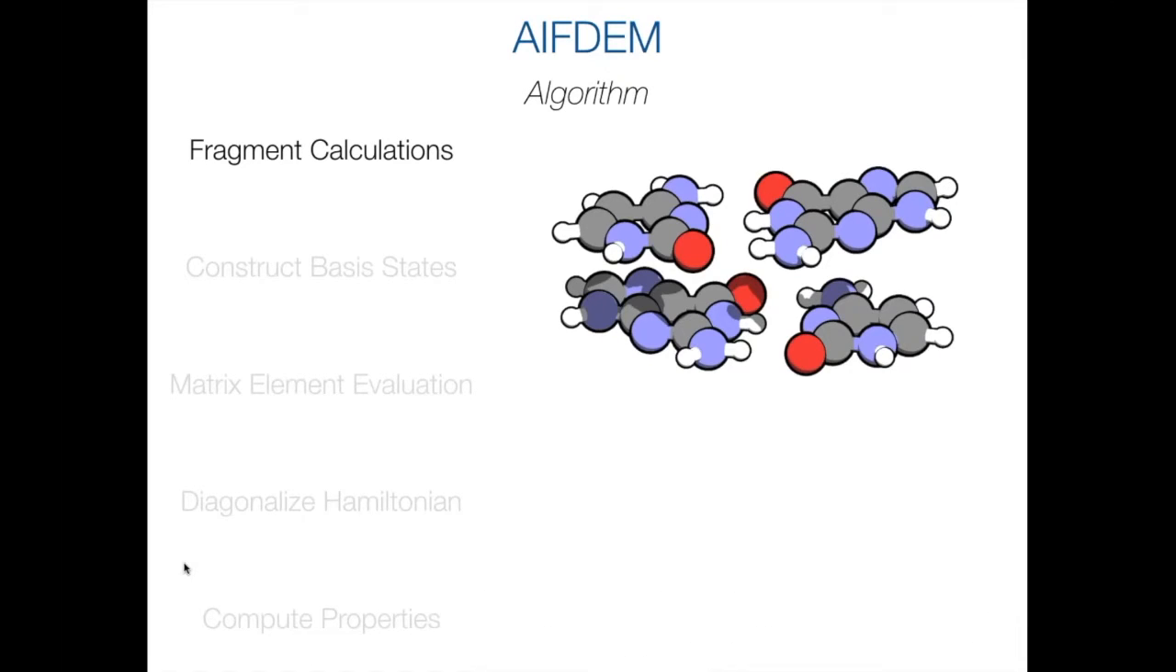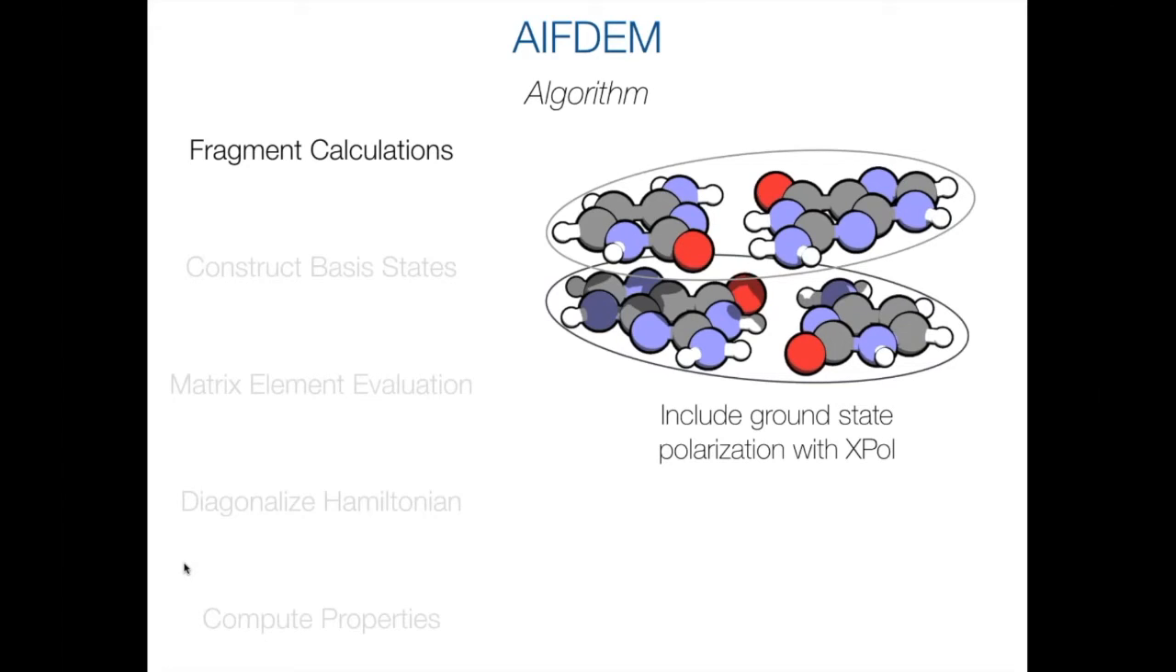To start, we do ground and excited state calculations on the isolated fragments. The fragment definition is up to the user, although we are not supposed to break covalent bonds. We found it helpful sometimes to include polarization effects explicitly in the ground state calculations through a self-consistent charge embedding procedure called XPOL. The excited state calculations then use these polarized MOs.